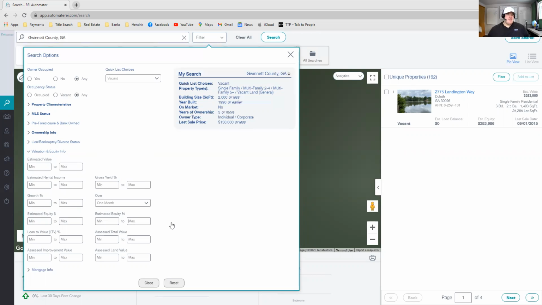Estimated equity. Okay, so this one's kind of a loaded question. It depends on how many properties there are to begin with. So I want there to be at least 30% equity in the property. Sometimes I'll go as high as like 50%. It just kind of depends on the list.